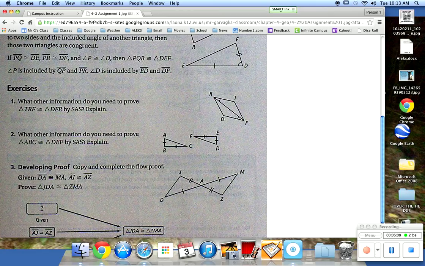The same thing with this one here. What other information do you need to prove that triangle ABC is congruent to DEF? What do you need? Show me which sides are congruent, which angles are congruent, and which sides are congruent. Don't worry about developing the proof for number 3, so just 1 and 2 right now.